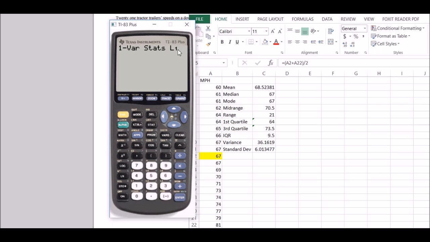Or if you have more than one list, then you can do that and then the L1, and it actually lists everything out for you, all this stuff. And what you're going to learn pretty quickly is all this stuff, this x bar, the sum of the x's, sum of the x squares, standard deviation, so a lot of this stuff is actually listed for you. And so you can go individually and get each one, or you can do that one variable statistics, and you can get a lot of it.